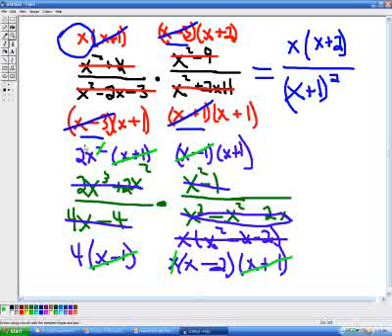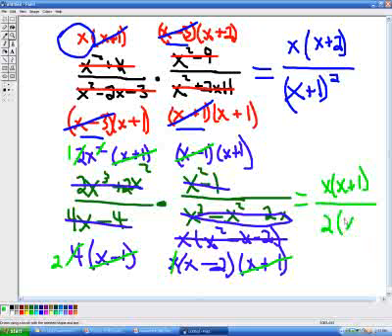Yes, absolutely. You may have noticed these numbers here, the 2 and the 4. Remember, a rational expression is anything that can be written as a fraction. So 2 over 4 can be reduced to 1 over 2, just like the fractions you've been doing for quite a while now. So our answer then is whatever's left. What's left here? We have an x and an x plus 1. So x times x plus 1 over, we have a 2 and an x minus 2. Boom. And that's it. It's all done.